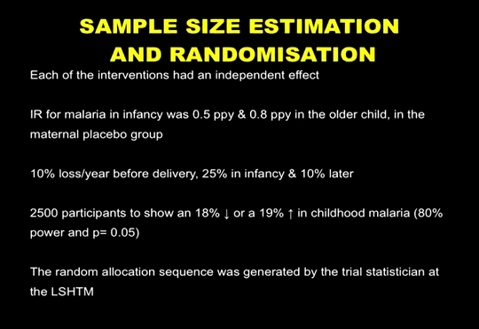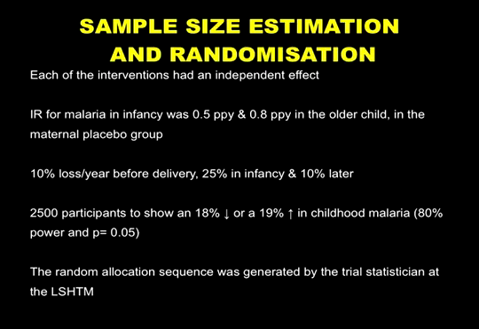The sample size estimation and randomization were again based on the mother cohort. Specifically, for malaria, the incidence rate for malaria in infancy was assumed to be 0.5 per person year and 0.8 in the older child in the maternal placebo group. The interventions in pregnancy, albendazole and praziquantel, were considered to have independent effects. Other considerations were also included in the sample size estimation, like a 10% loss per year before delivery, 25% in infancy, and a 10% later.